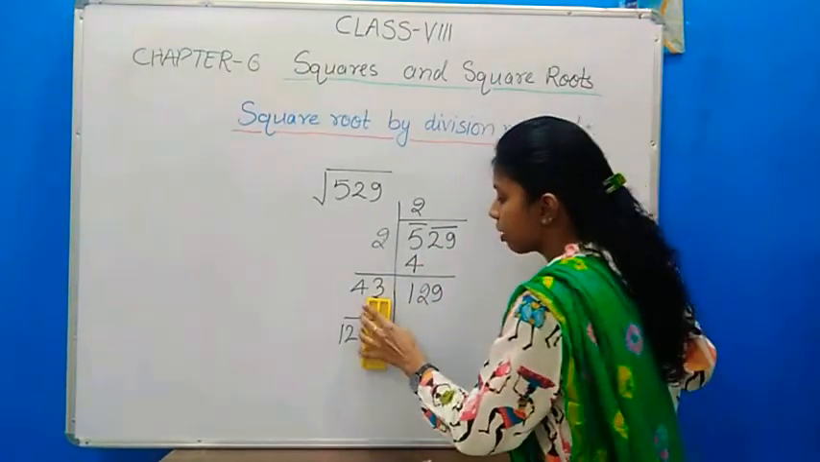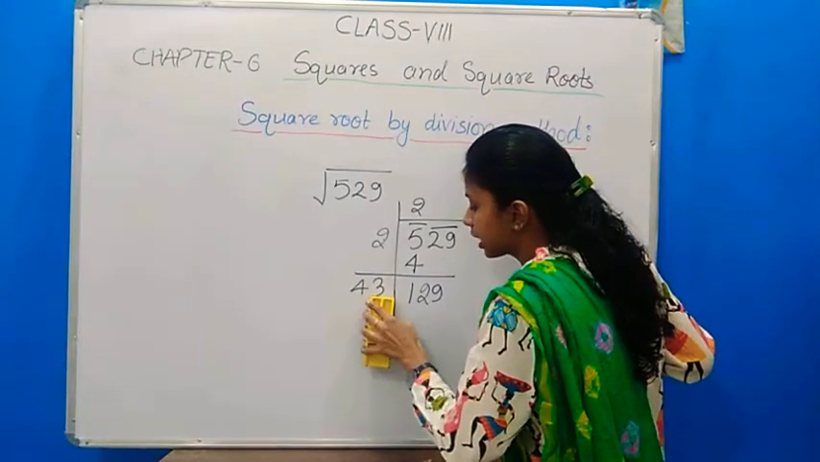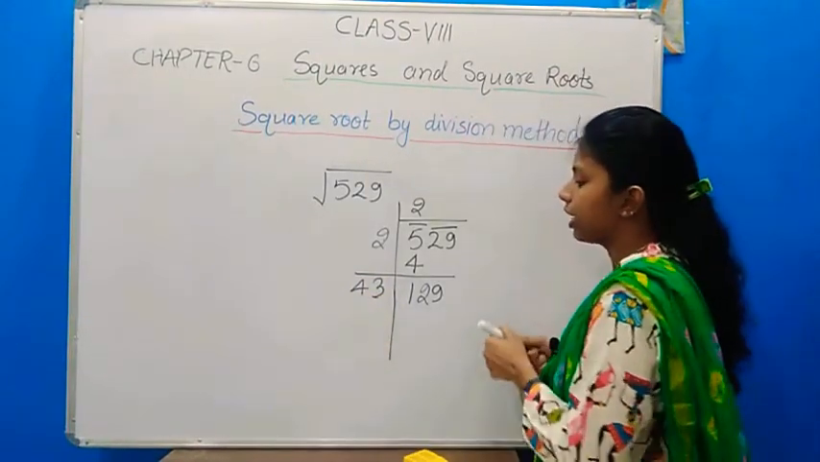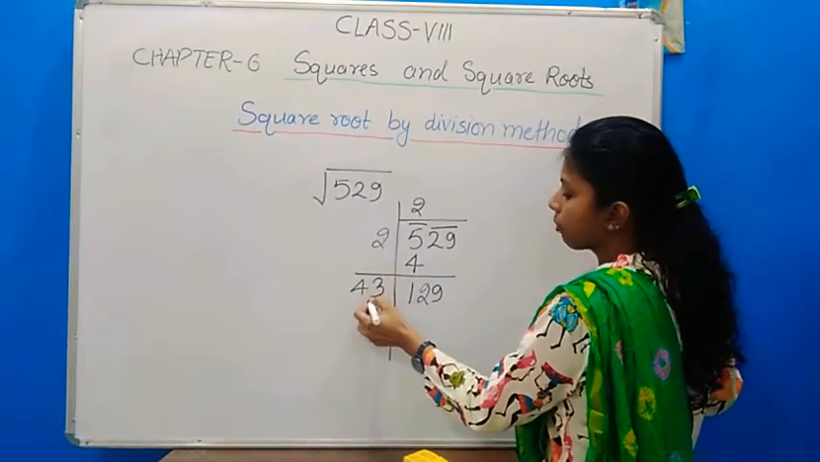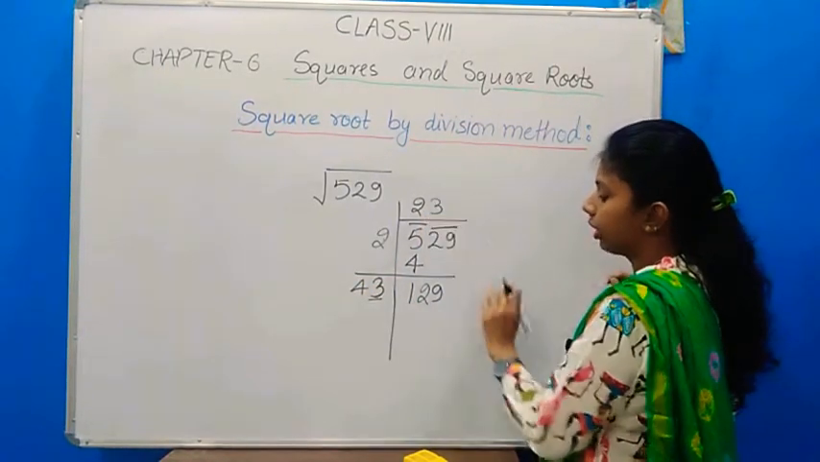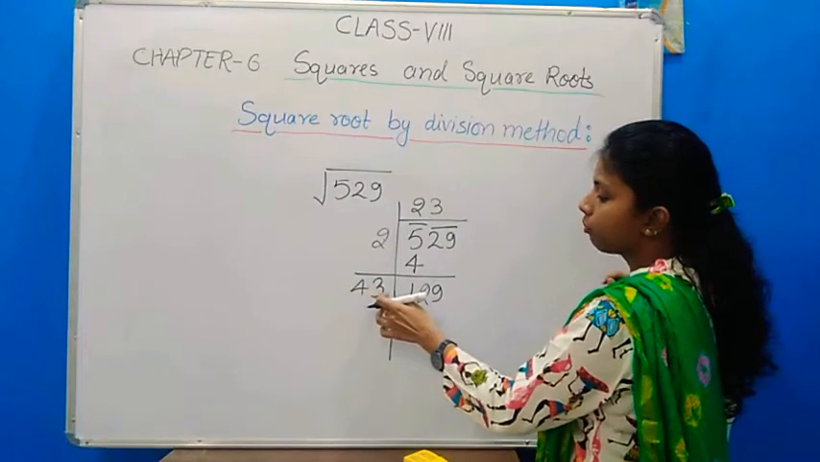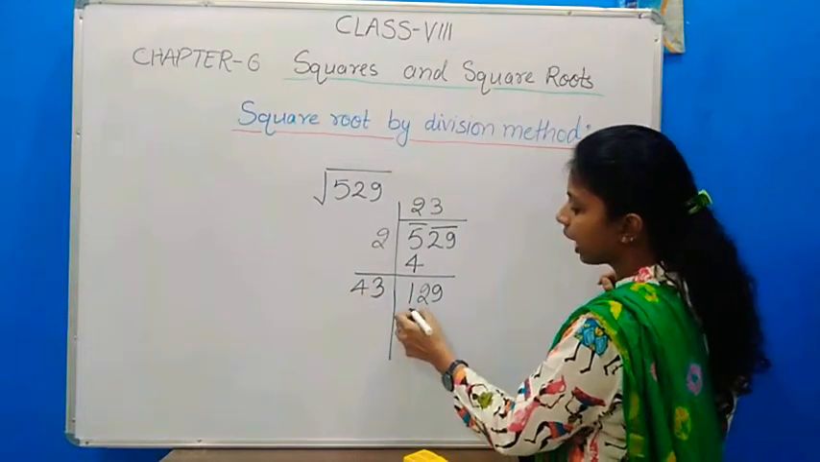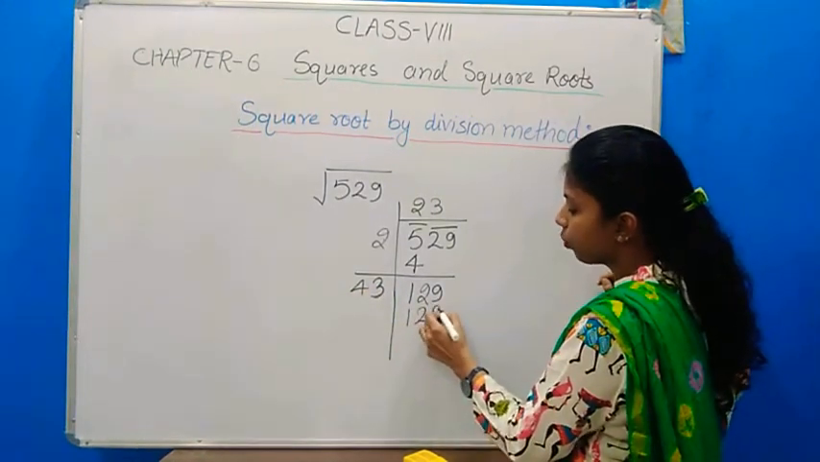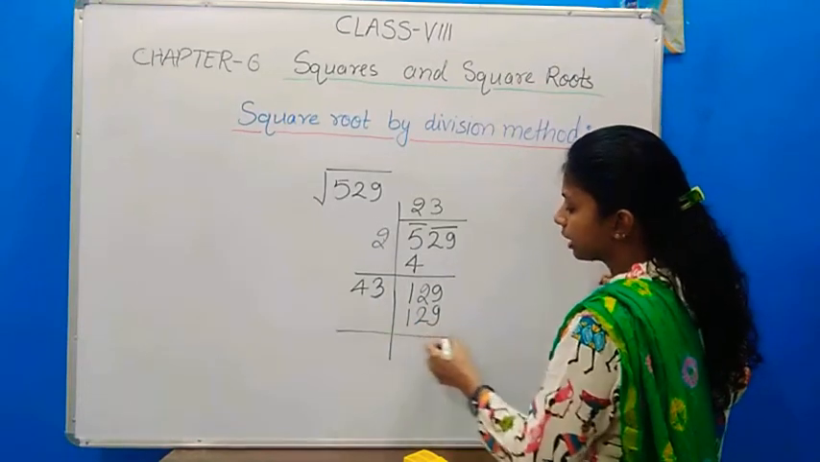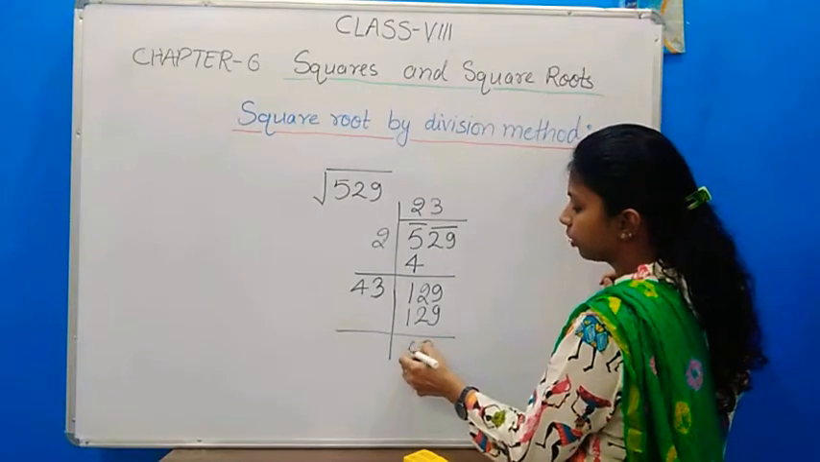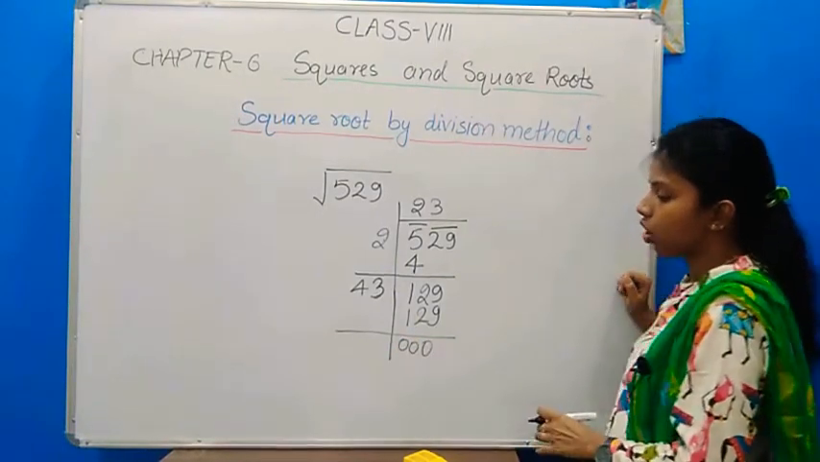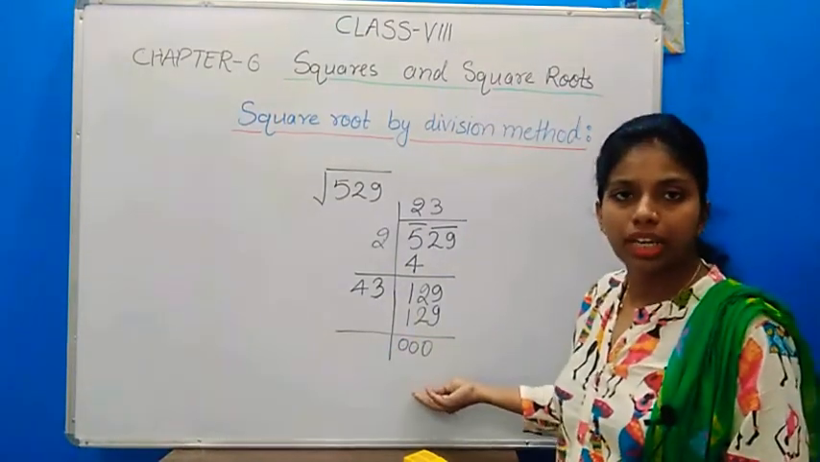So what number should we take here? It is 3. So we are going to take 3 here. If we take 3, I am going to write 3 here also. Now if we multiply 43 with 3, what do we get? It is 129. Let's subtract it. It is what? It is 0, or we can put it like this. So finally we get the remainder as 0.